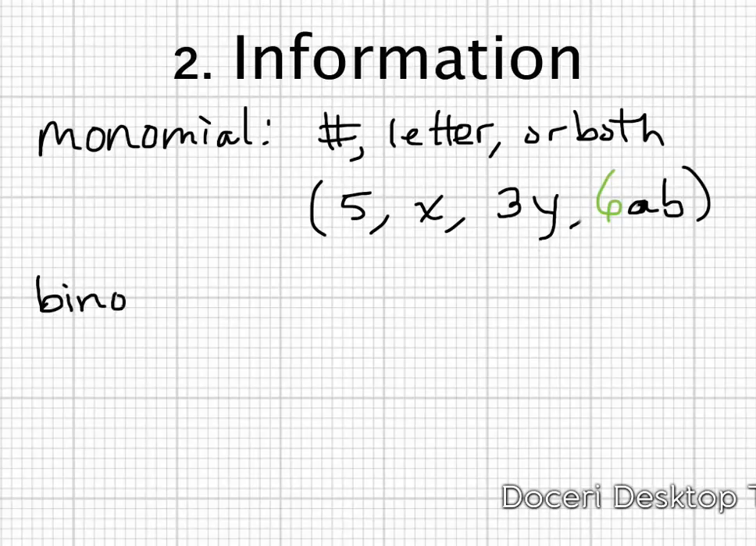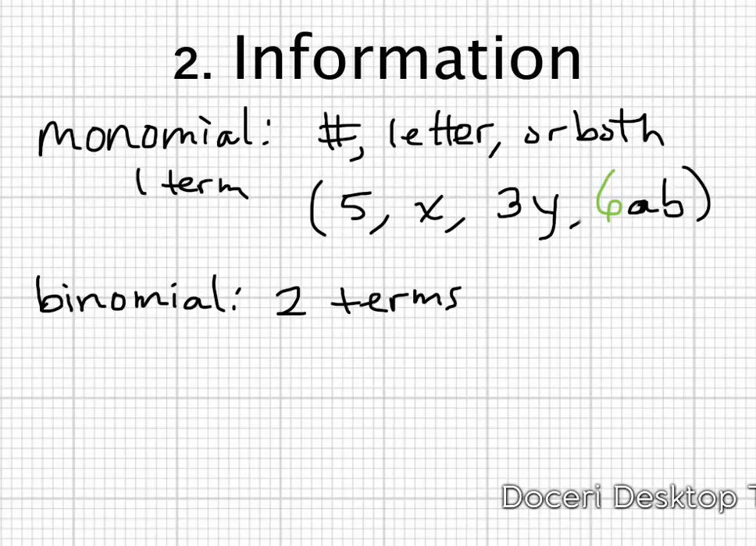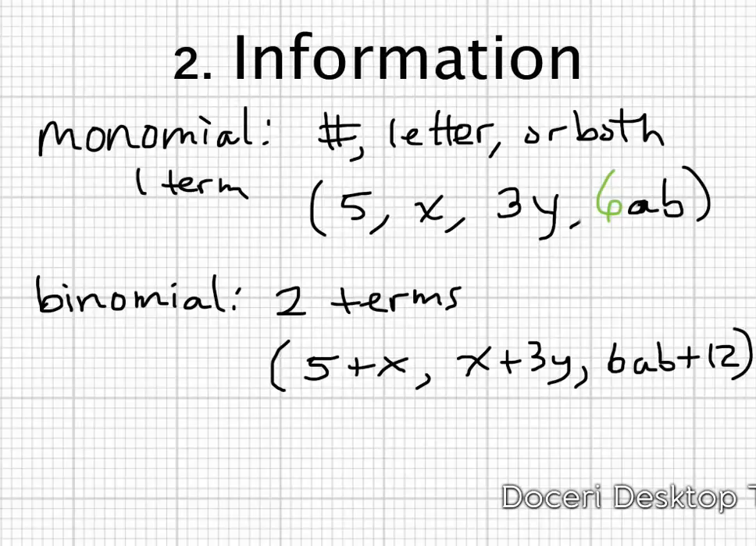A binomial, exactly how it sounds. It's two terms. Where a monomial is one term, a binomial has two terms. And those terms are each monomials by themselves. So some examples: 5 plus x is a binomial, or x plus 3y is a binomial. You could also do 6ab plus 12, also a binomial. The reason they're all binomials is they each have two terms. 1, 2, 1, 2, 1, 2.